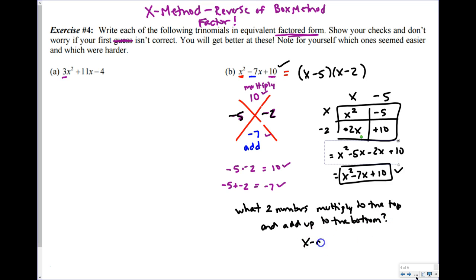Okay, this is the X method. It's a puzzle that you have to figure out. All right? Let's try another one without a, because once we have this letter A, this coefficient of 3, it changes the process a little bit. So let's try another problem on your notes that does not have this coefficient in front of it. So go ahead and skip A for now, we'll come back to it.